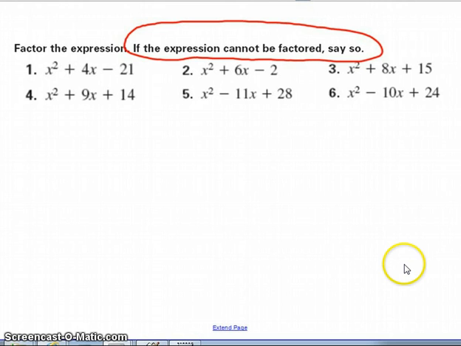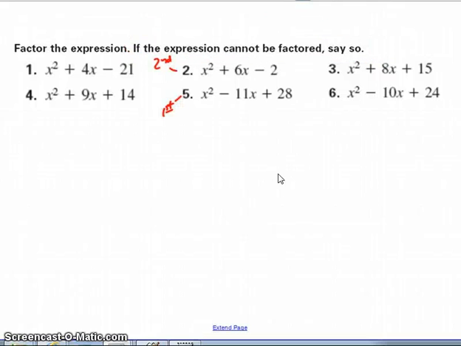All right, here's a batch of 6 different trinomials. And as I've circled here, it's possible that they can't be factored. And if so, I should say so. Well, I'm going to do 2 of them. I'm going to do number 2 and number 5. I'm actually going to do number 5 first.